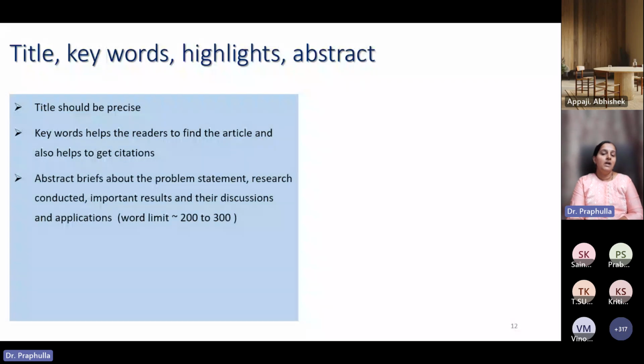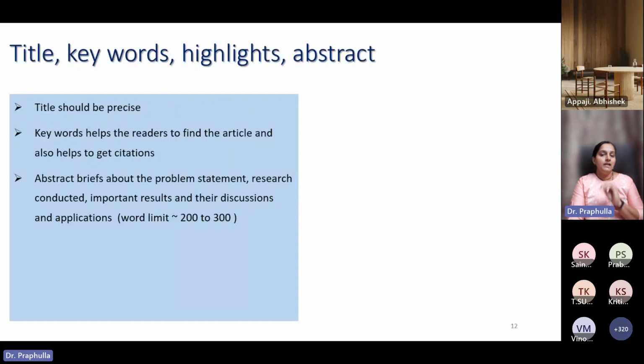Abstract: it is around 200 to 300 words. In these 200 to 300 words, you have to give the complete gist of your project or manuscript. You have to give a proper problem statement. What research was conducted? What technique you have used to address that problem statement? What are the important results, their discussion, and then their application.